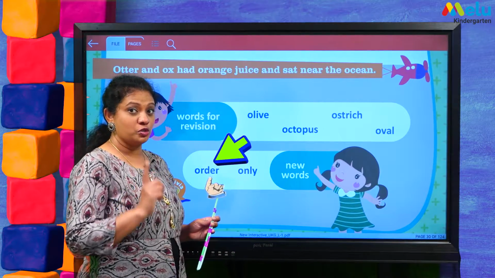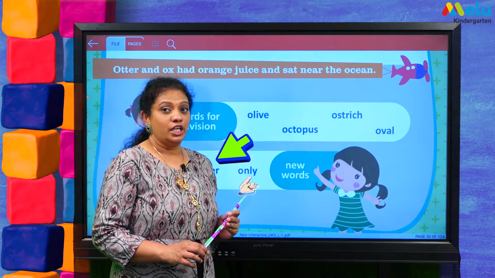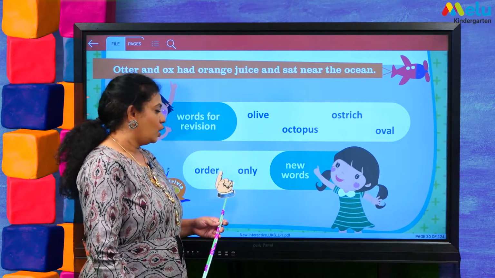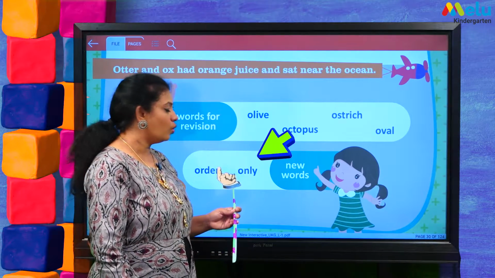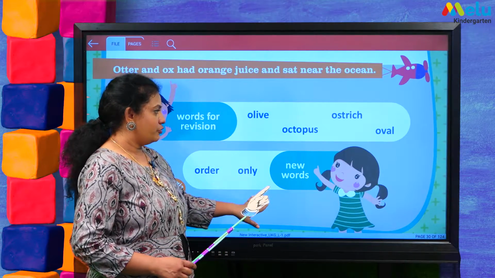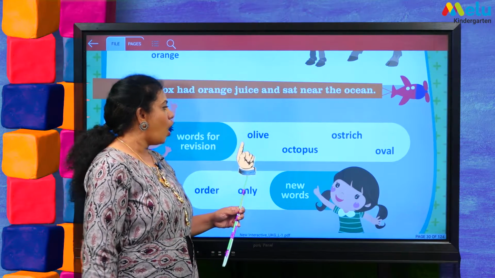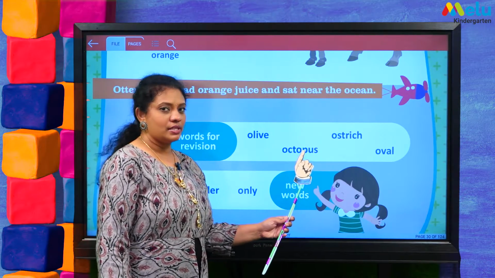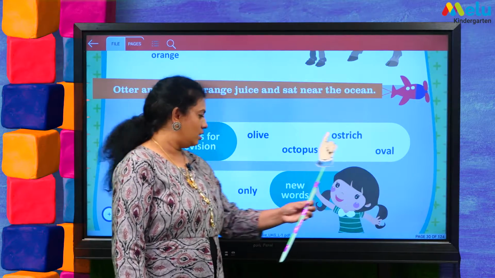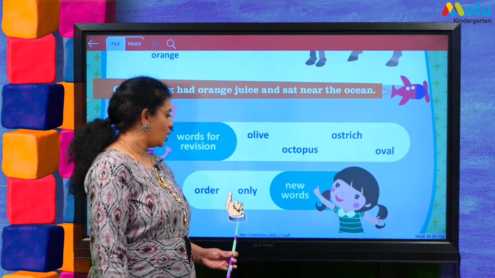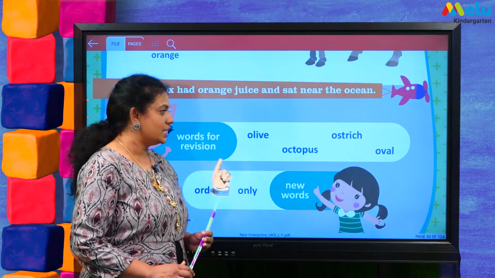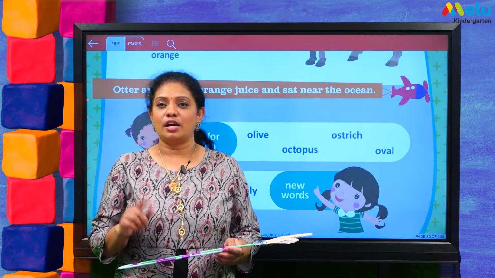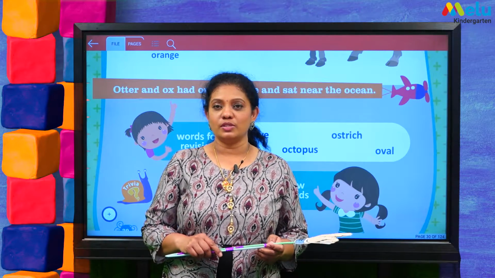Order. You must do this. When you say there is no option, it is said as order. Only. And I will repeat for you one more time. Olive. Ostrich. Octopus. Oval. Order. Only. Okay, children? Right. Now you have understood how to read the words that start with letter O by using the sounds. Am I right?